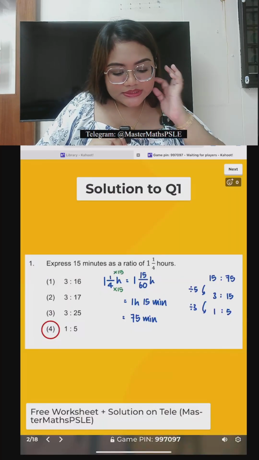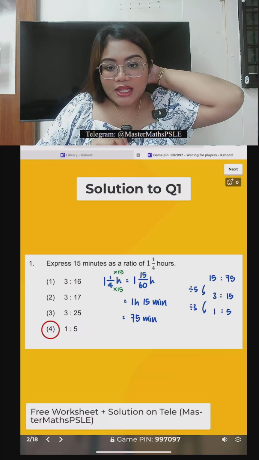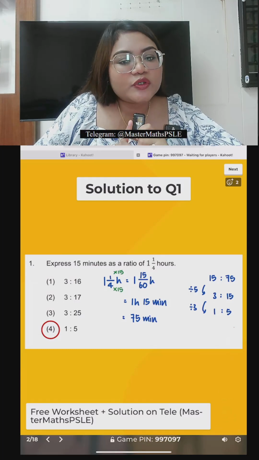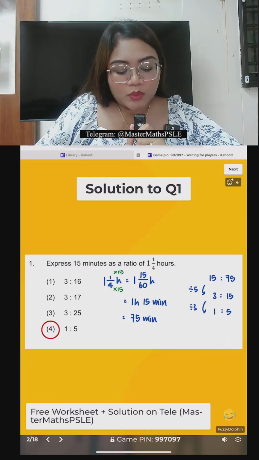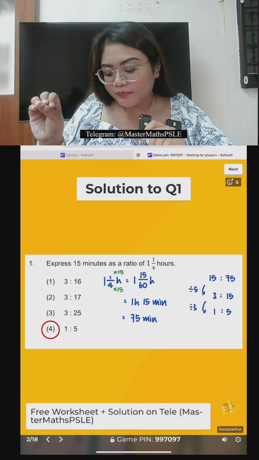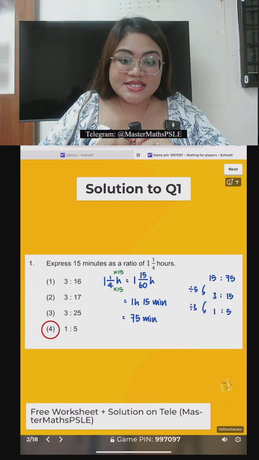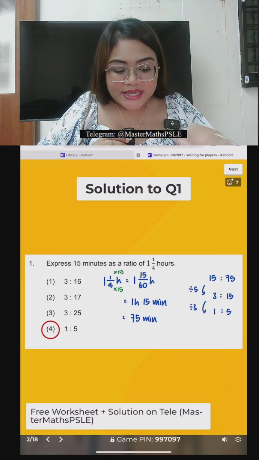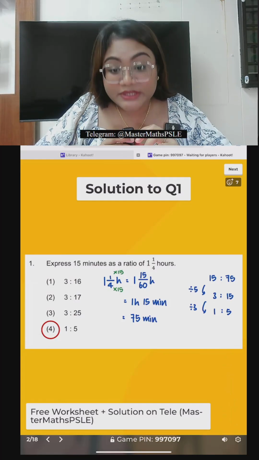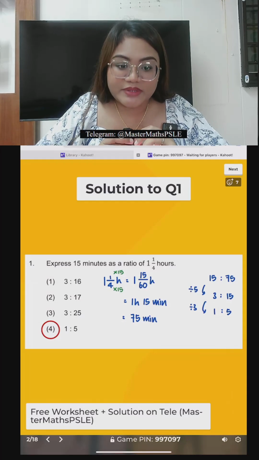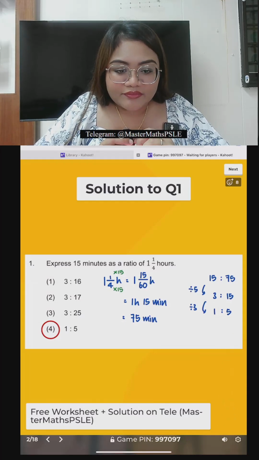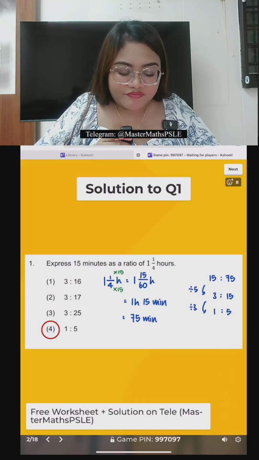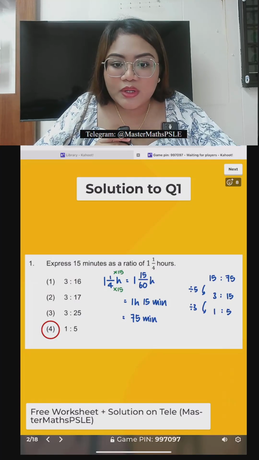So, the solution to question 1. Express 15 minutes as a ratio of 1 and 1/4 hours. Since we're talking about time, we should have the denominator as 60, because 1 hour is 60 minutes. Once we convert that, we get 1 hour and 15 minutes, which is the same as 75 minutes. So we want 15 is to 75. Once we simplify, we will get 1 is to 5.